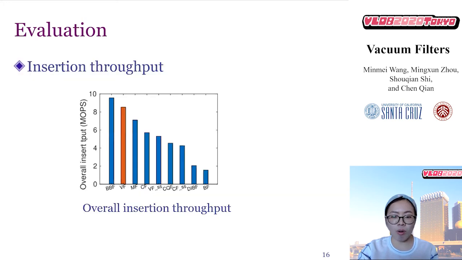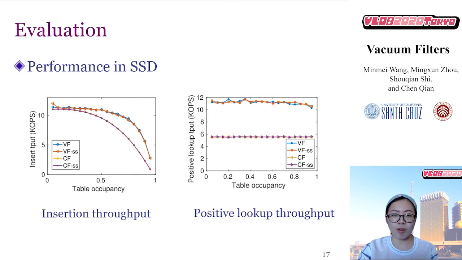This figure shows the overall insertion throughput. We find that vacuum filter outperforms Cuckoo filter and any other MQ structures except the block Bloom filter. We also evaluate the performance on the SSD hard disk. While the memory access speed is much slower, we limit the memory to 100 megabytes. The figures show the insertion and positive lookup throughput, varying with different table occupancy. The results show that vacuum filter outperforms Cuckoo filter due to its better data locality.